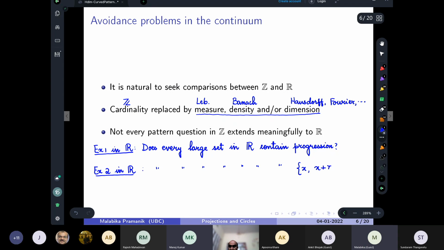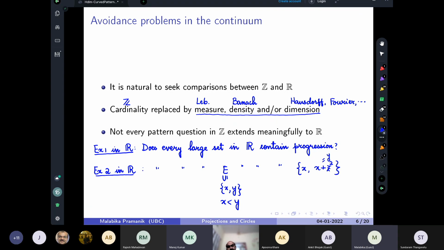This is not really a sensible question at all, because if you take any large set E, and in fact it doesn't even have to be large, if it's just a 2-point set, and x is greater than y, then this is of course trivially true. So this makes no sense.